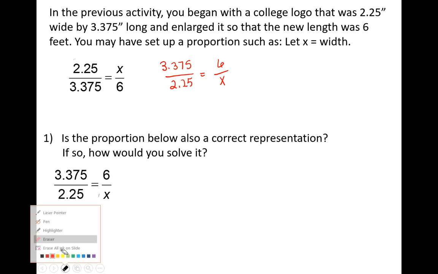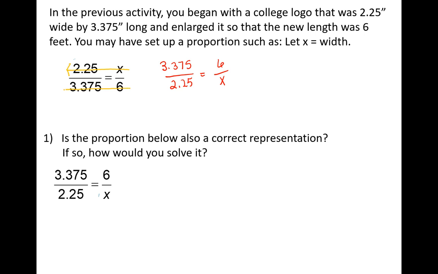It's not the only equivalent. I could also go sideways. I could say x over 2.25 equals 6 over 3.375. Notice if you cross multiply, you're going to get 6 times 2.25 and 3.375x. So you'll get the same thing when you cross multiply. So you've got to check that that's equivalent.